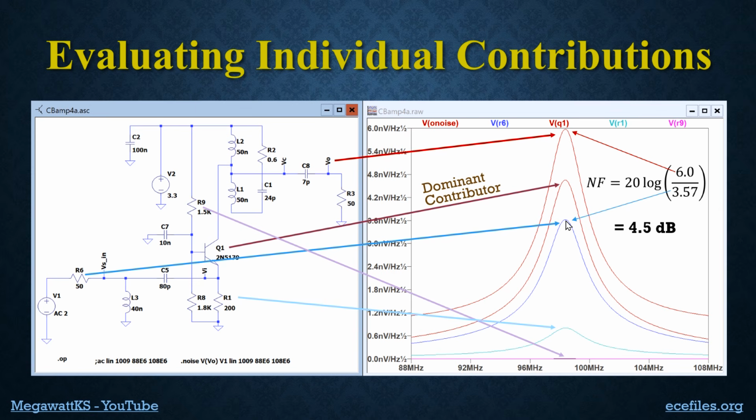It's even bigger than the output noise would be from the source resistance alone. So this is a major contributor. This is the dominant contributor to the total of 6 nanovolts per square root hertz.